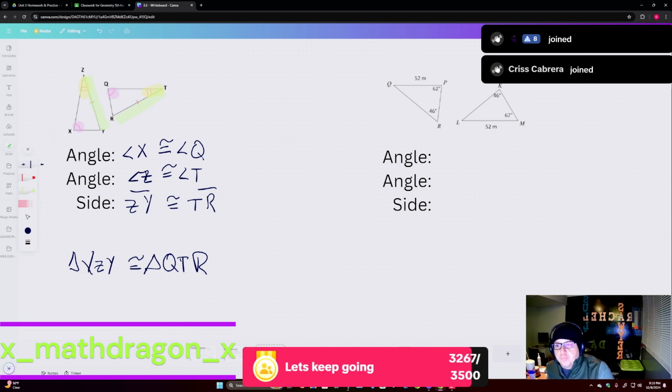All right. So this is how you do that. And you can do it with numbers just as well as just symbols.